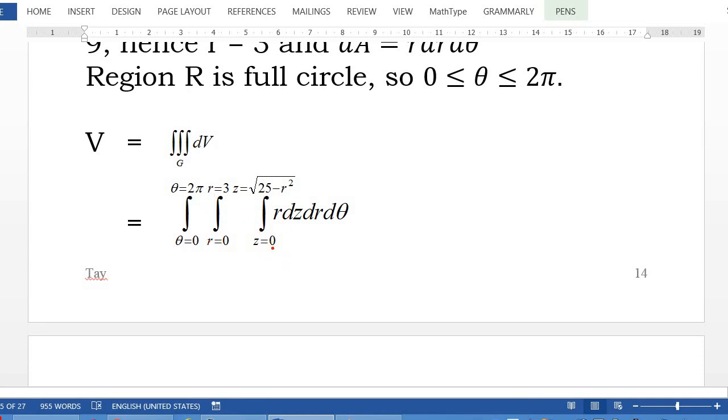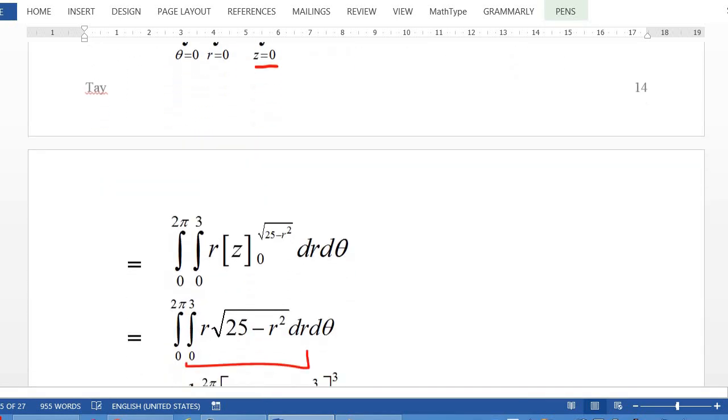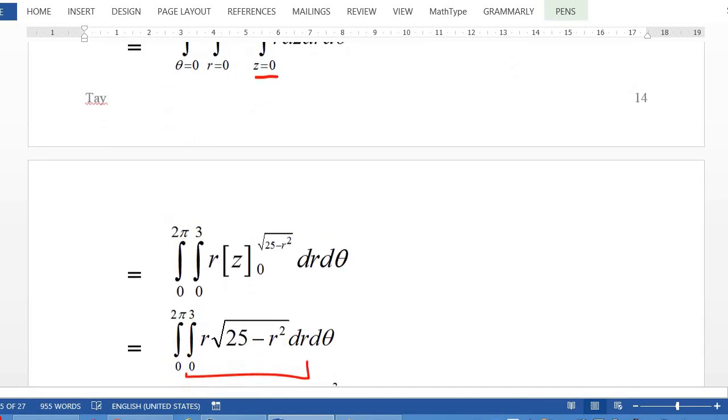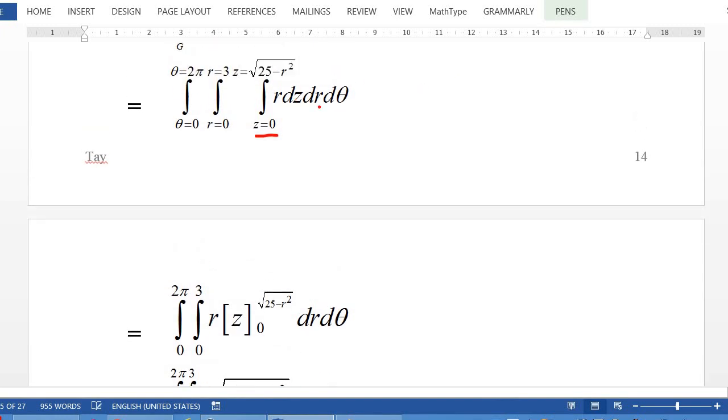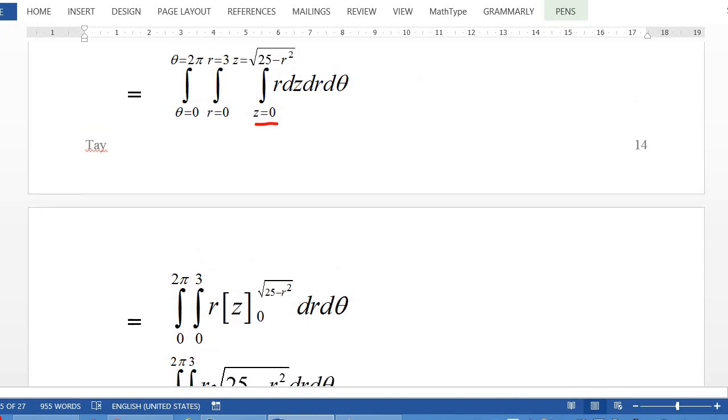The solid's bottom is on the xy plane, that's why z is 0. The top is covered by the hemisphere, z equals square root of 25 minus r squared. So again, dV is r dz dr d theta.